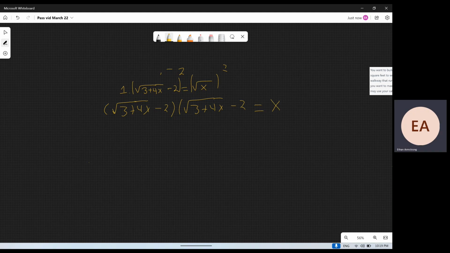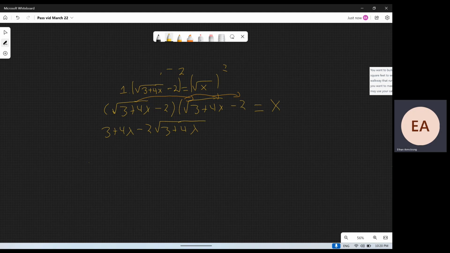And now we're going to distribute these out. So the square root of 3 plus 4x times the square root of 3 plus 4x would just be 3 plus 4x, and then square root of 3 plus 4x times negative 2 would be minus 2 square root of 3 plus 4x.